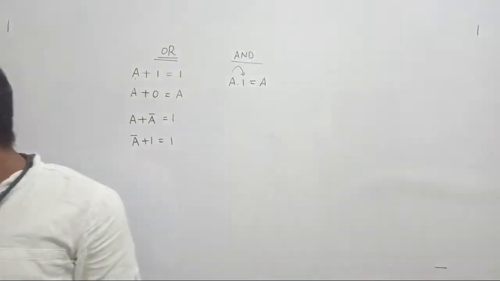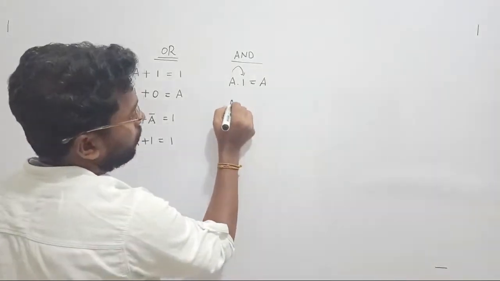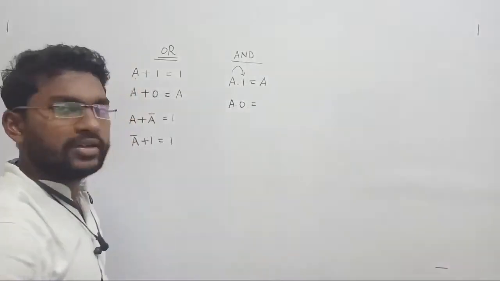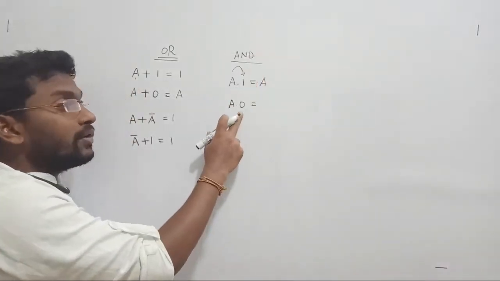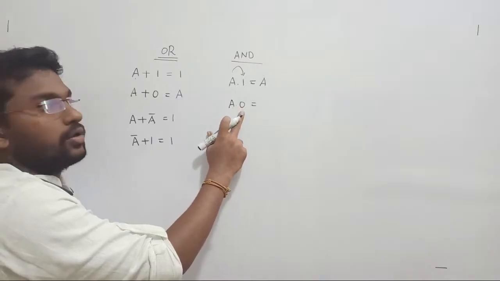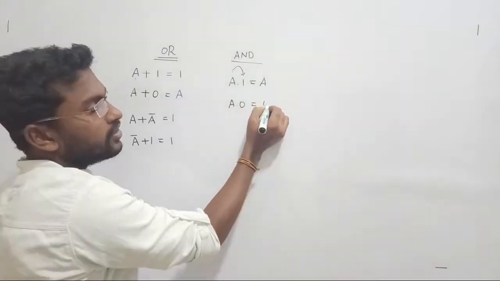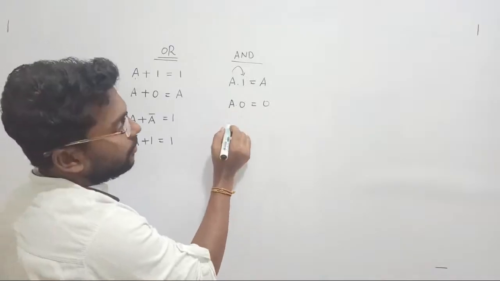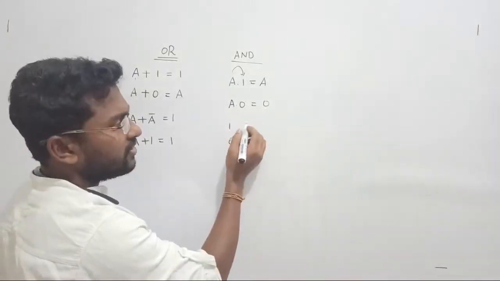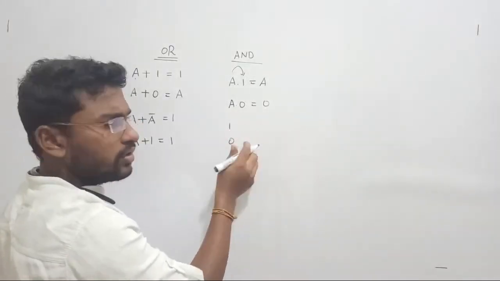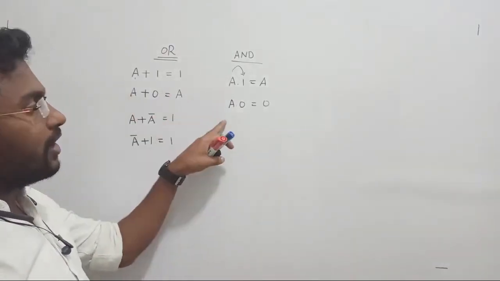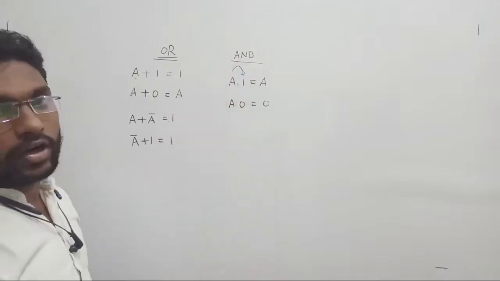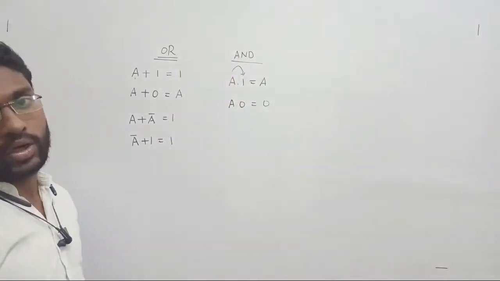Similarly, suppose I have A dot 0, then what happens? I said in case of AND, if any one pin becomes 0, irrespective of the other pin, the output is going to be 0. See, A might be 1 or 0, it does not matter. 1 into 0, 0. 0 into 0, 0. So irrespective of the value of A, whenever your input value is being multiplied by 0 in case of AND, the output is going to be 0 only.